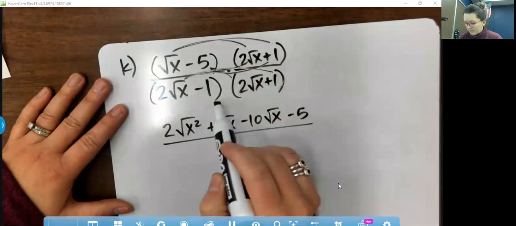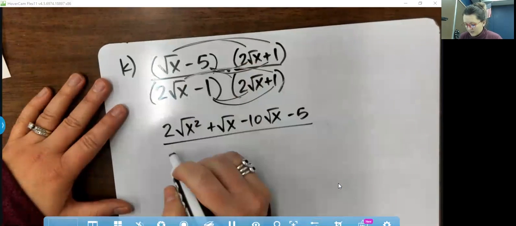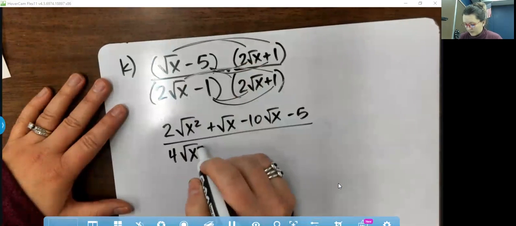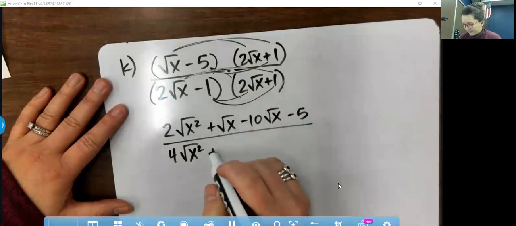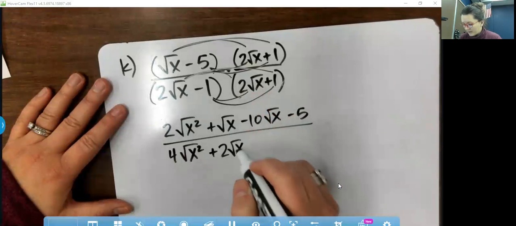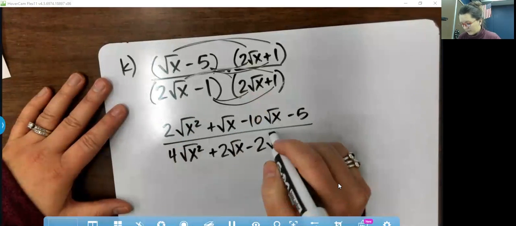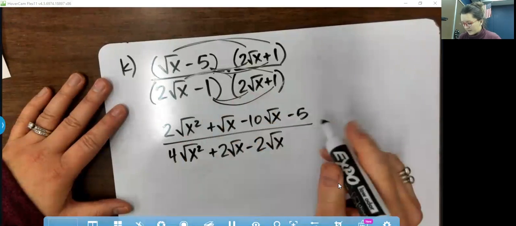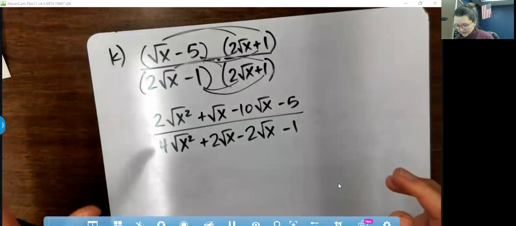First term gets multiplied to both. Second term gets multiplied to both. 2 root x and 2 root x: 4 times the square root of x squared. 2 root x times 1 is 2 root x. Negative 1 and 2 root x is minus 2 root x. Negative 1 and positive 1 is negative 1. All right, let's see if we can combine some things here.